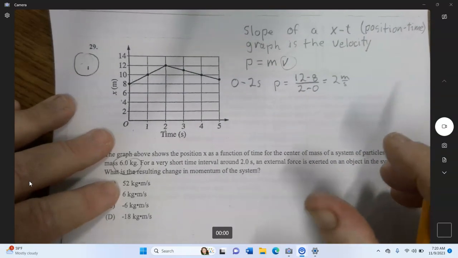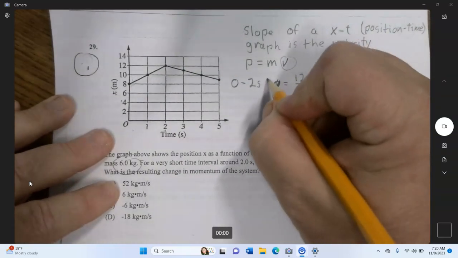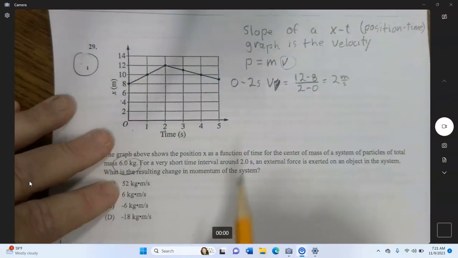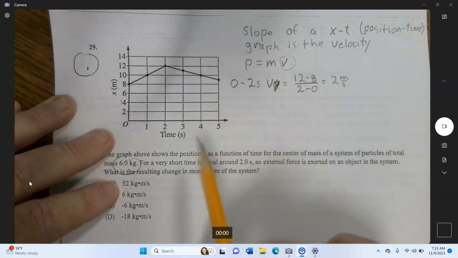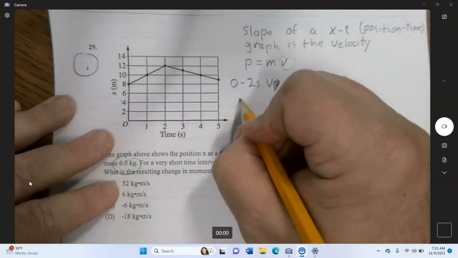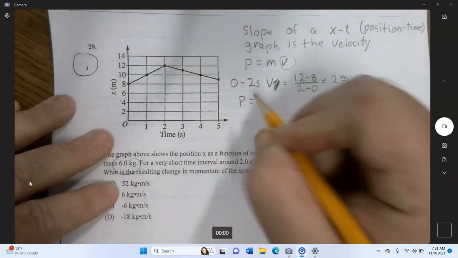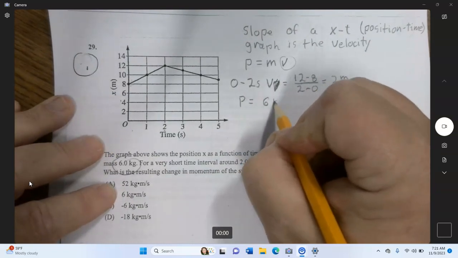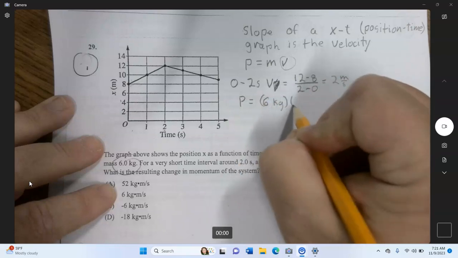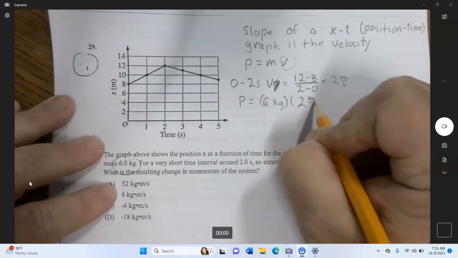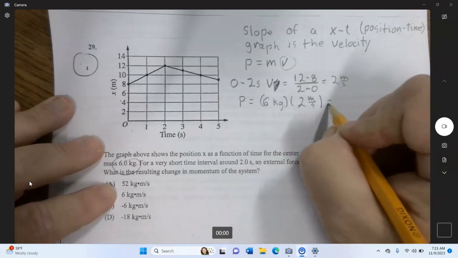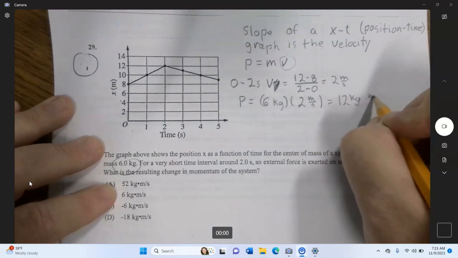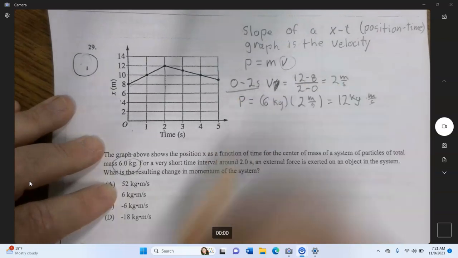Okay, and I should have, let me scratch it. That should be velocity equals the slope. That's the slope. I just did, from 8th grade math, the slope of this line right here. So P from 0 to 2 seconds is going to be the mass of 6 kilograms times 2 meters per second equals 12 kilogram meters per second. So that's from 0 to 2.